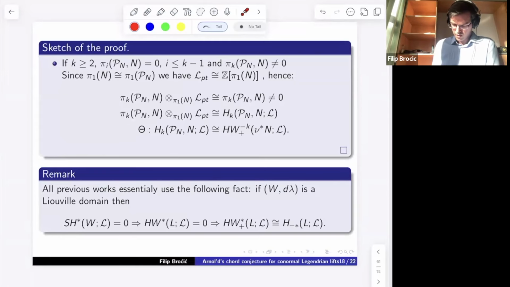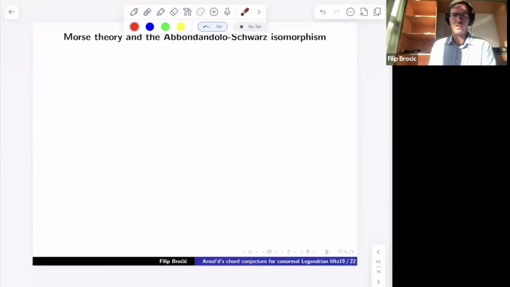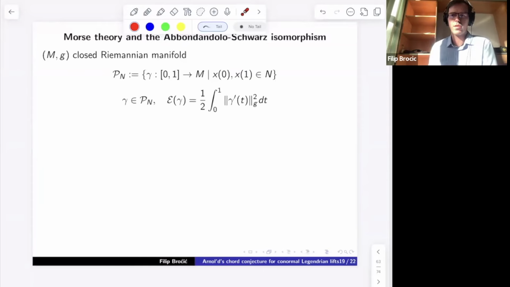If not, let me give some details on how to relate the homology of the space of paths with the Floer cohomology. So let's recall the Morse side of the story. Let M be a closed Riemannian manifold, and let Π_N again be the space of paths in M with endpoints on the submanifold N.